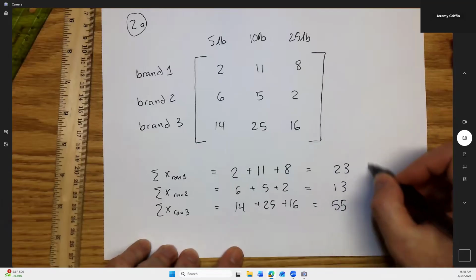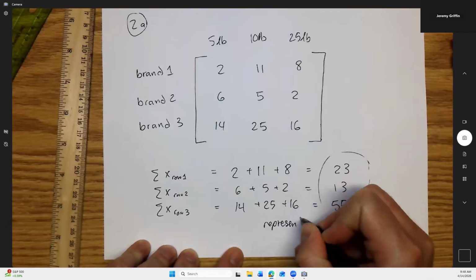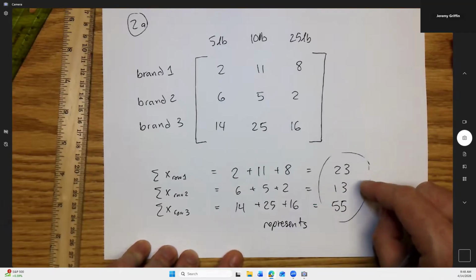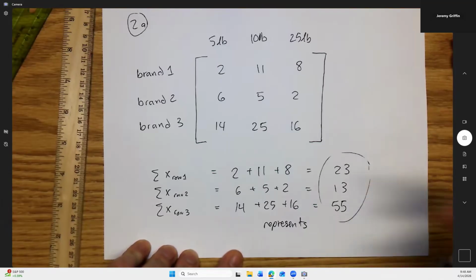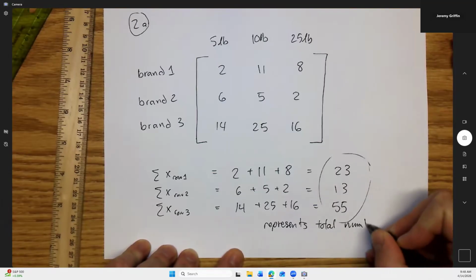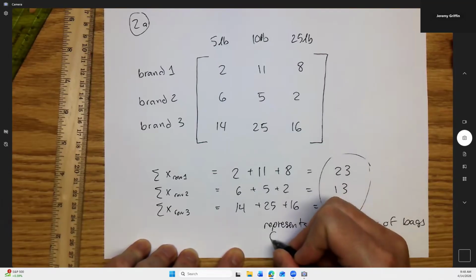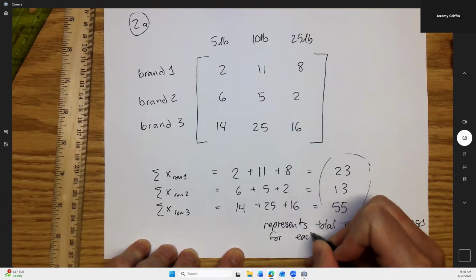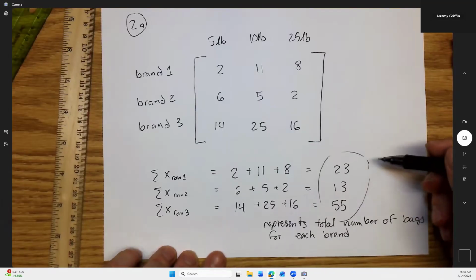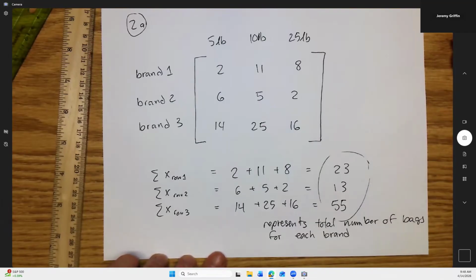And each of these numbers represents... Wait, guys, what do you think each of these numbers represents? Yeah, the total number of bags for each brand. Okay. So we have 23 bags that are brand 1, 13 bags that are brand 2, and 55 bags that are brand 3.